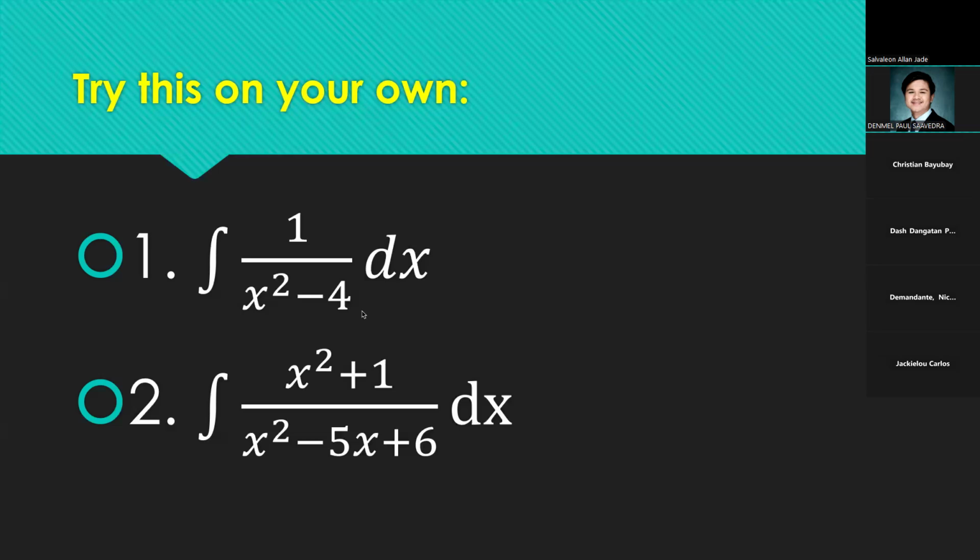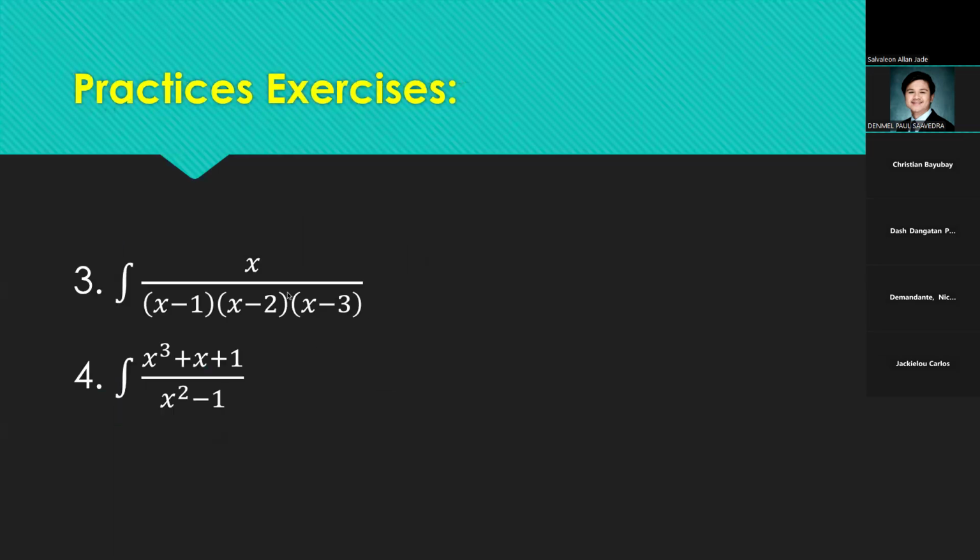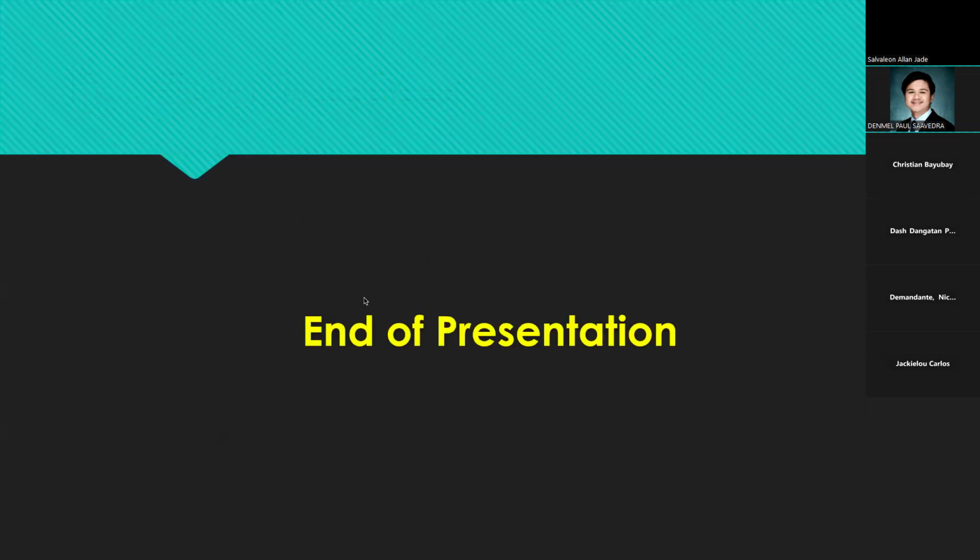All right, so this will be your assignment. 3 and 4 is just a practice exercise. You can do this one and then you can let me check if you want to verify whether you did the right thing or no. Okay? And yeah, that's pretty much it for the partial fraction. So any questions so far or clarification?